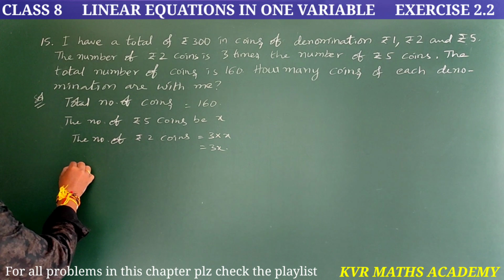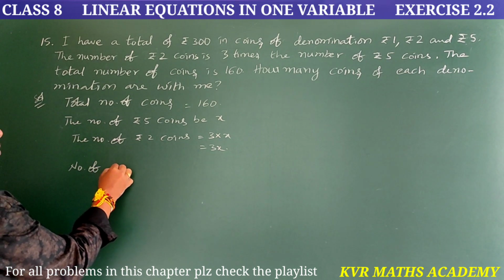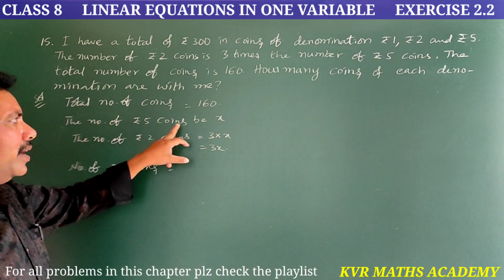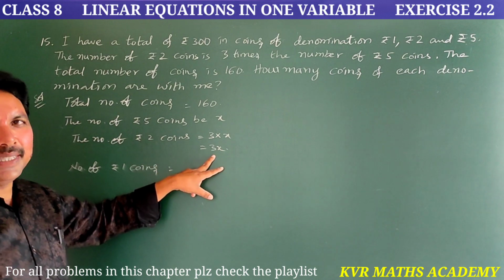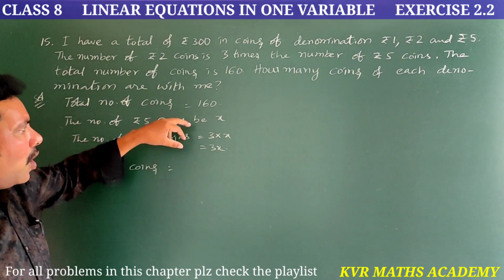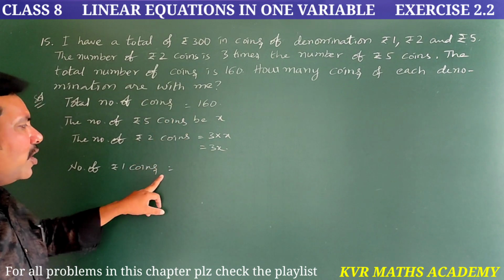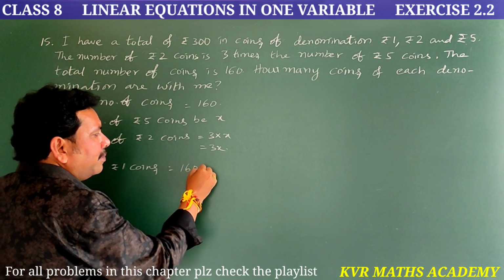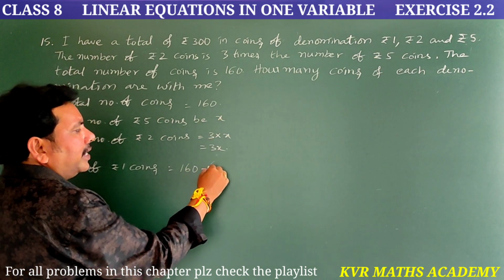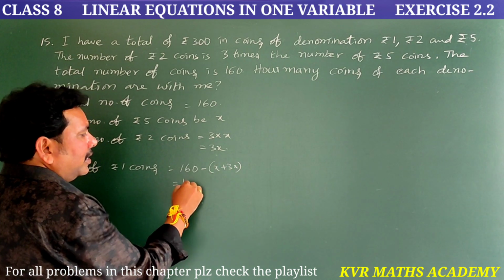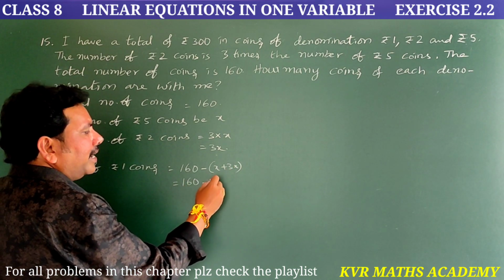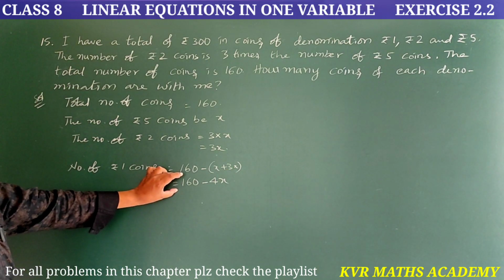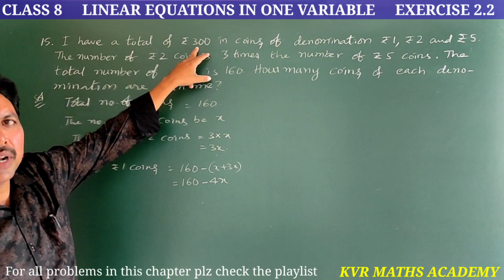Next, the number of rupee 1 coins. Here 5 rupee coins is x and 2 rupee coins is 3x, total 4x. Total coins are 160, so rupee 1 coins will be 160 minus the sum of these two coins, x plus 3x, that is 160 minus 4x. So the total amount I have is 300 only. Total amount.